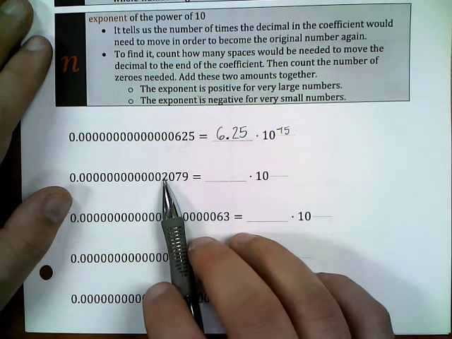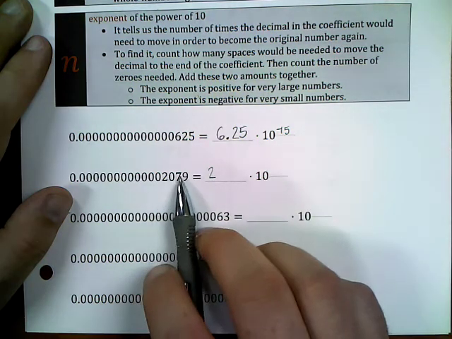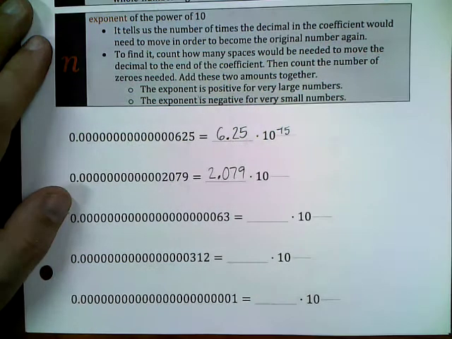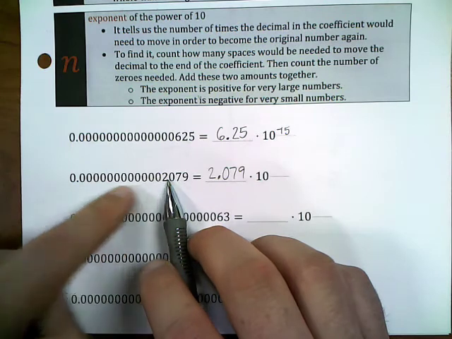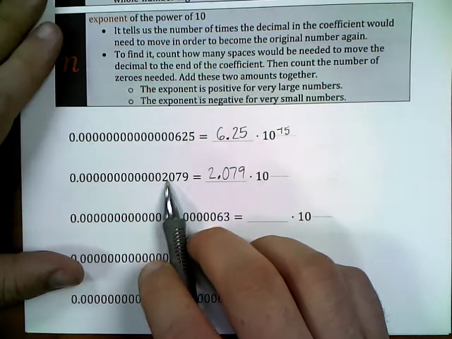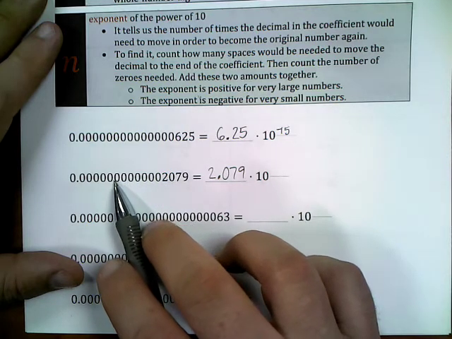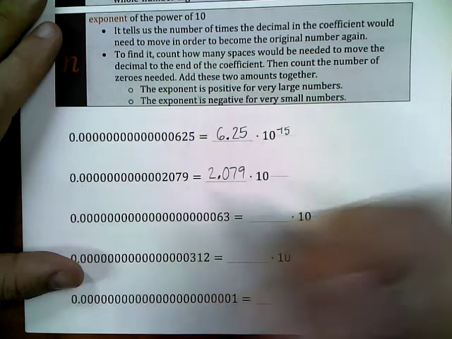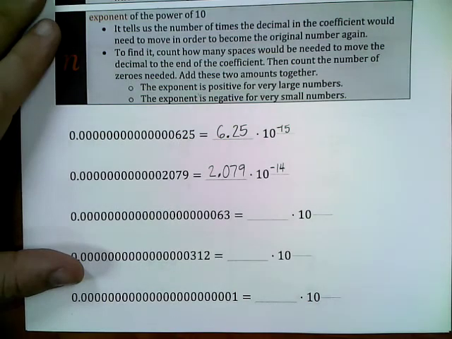Ignore all the zeros. So the first whole number digit will have to be the 2. But that 2 is followed by a 079, so 0.079. Now we put the decimal after the 2. How many times would we have to move it to get it back to where it's supposed to be? Well, once, twice, 3 times, 4 times, 5 times, 6 times, 7 times, 8 times, 9 times, 11 times, 12 times, 13 times, 14 times. And since it gets smaller, it'll be a negative 14th power.